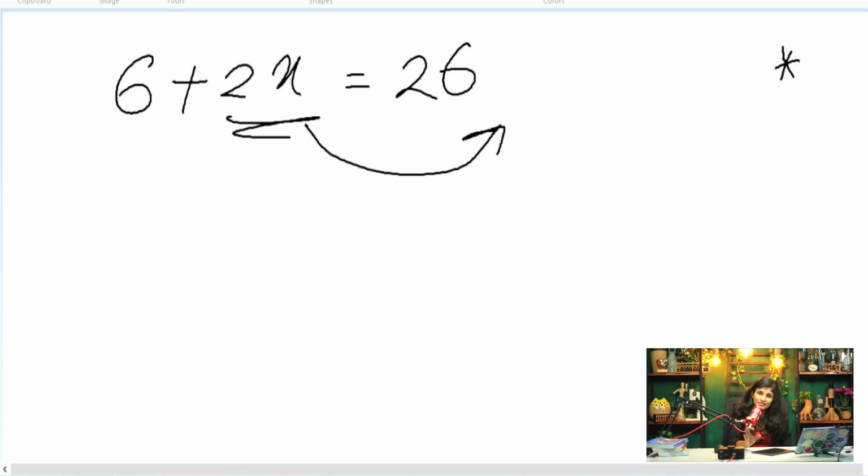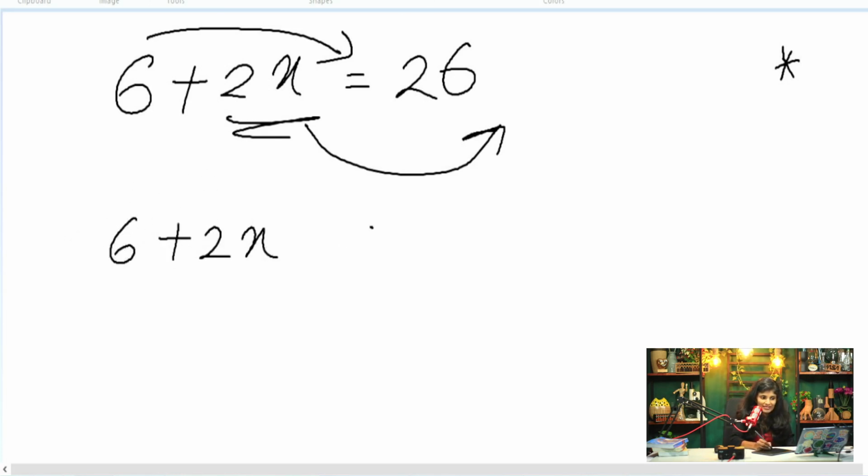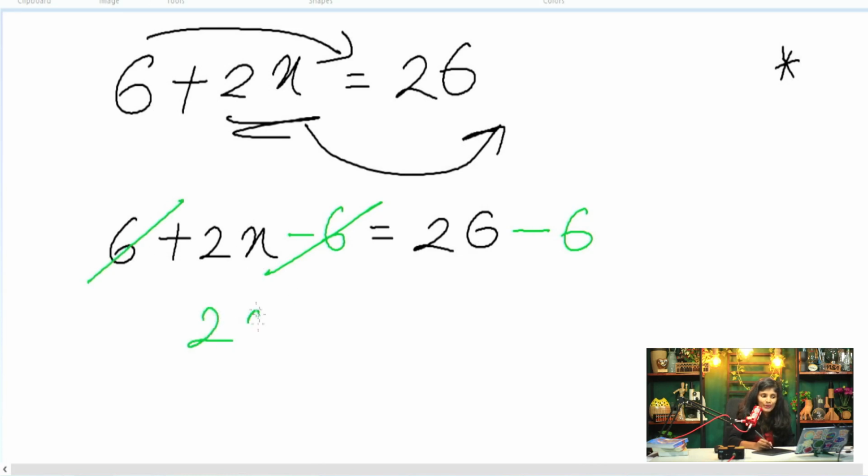So, we will just keep 2x there in the same place, and we will move the 6 to the other side. Okay. So, I will write the same question again. 6 plus 2x equals 26. Now, what I am going to do is carry 6 to the other side. So, I have to subtract 6 from both the sides. This 6 and this 6 are cancelling out. 2x is remaining. So, 26 minus 6 means, yes, 20.